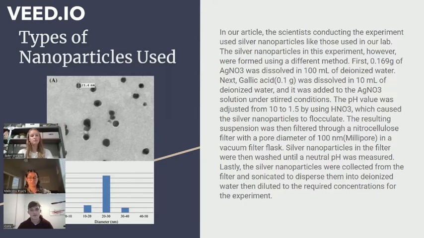under stirred conditions. The pH value was adjusted from 10 to 1.5 using nitric acid, or HNO3, which caused the silver nanoparticles to flocculate. The resulting suspension was then filtered through a nitrocellulose filter with a pore diameter of 100 nanometers in a vacuum filter flask. The silver nanoparticles in the filter were then washed until a neutral pH was measured. Lastly, the silver nanoparticles were collected from the filter and sonicated to disperse them into deionized water and then diluted to the required concentrations for the experiment.